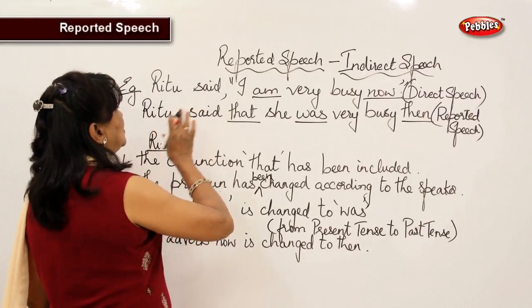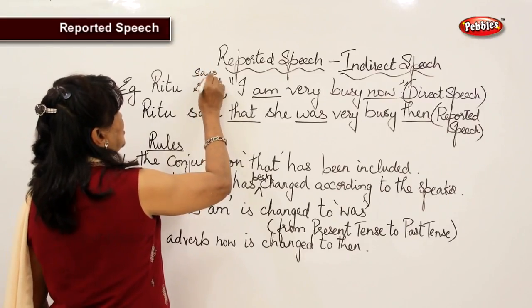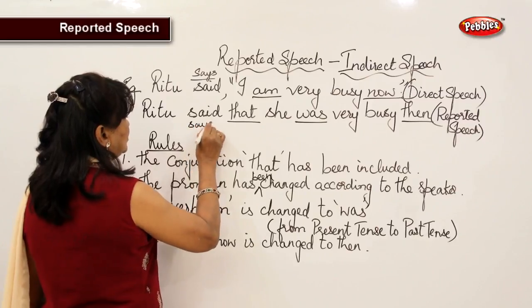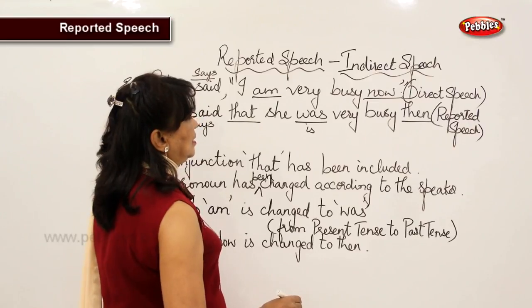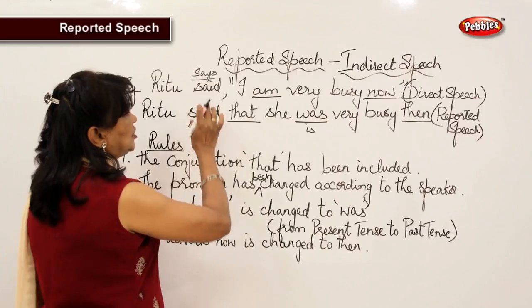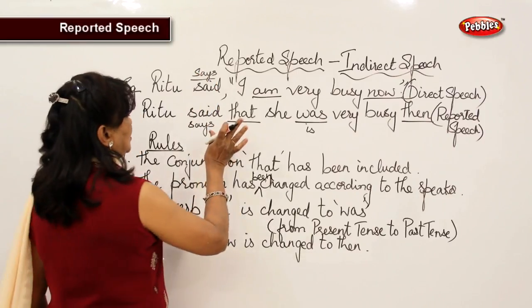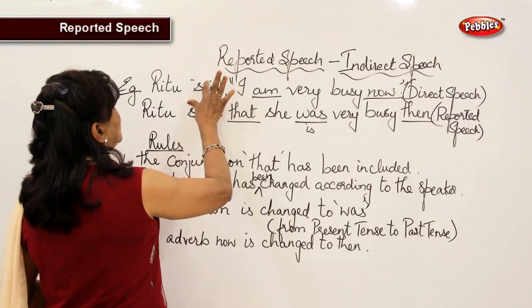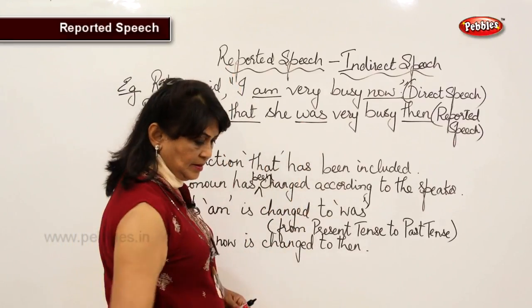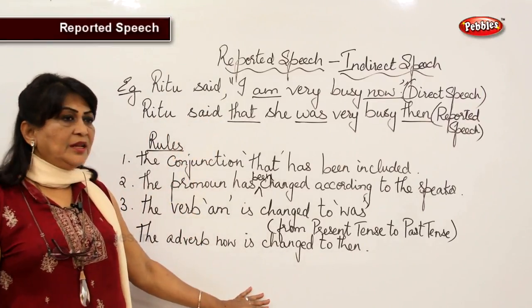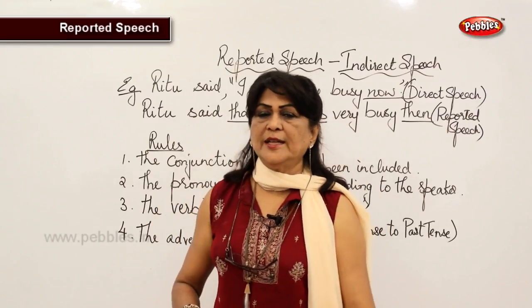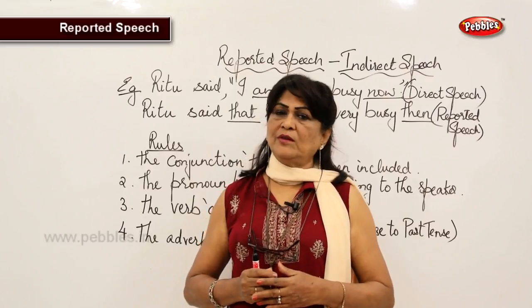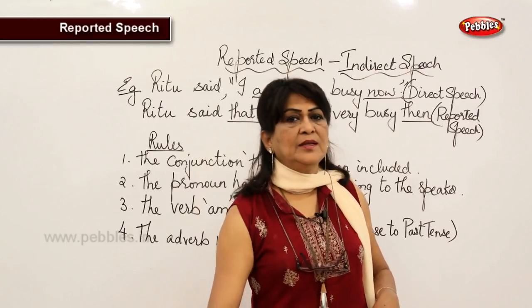In case I have written "Ritu says, I am very busy now," how will you change this? Ritu says that she is very busy then. Okay, so these are the changes that will occur if the reporting verb is in the present tense. Is that clear? Now we are going to have certain rules to be followed for each kind of sentence, for commands, requests, interrogative sentences, everything. We are going to see everything, and towards the end I'll give you a test.